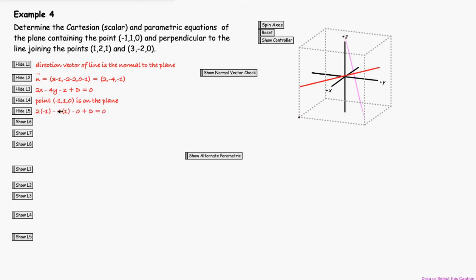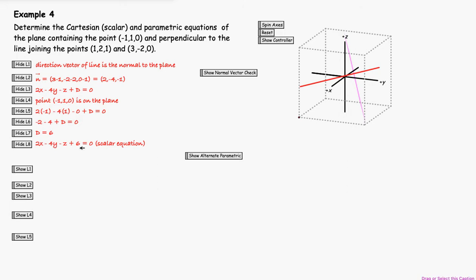2 times -1 minus 4 times 1 plus 0 or minus 0 plus d is 0. That's going to give us -2 minus 4, which is -6. So -6 plus d, sorry, is equal to 0. That gives us that d is 6. I can now plug that back in and get 2x minus 4y minus z plus 6 is 0. That's the scalar equation. Now, that was straightforward.